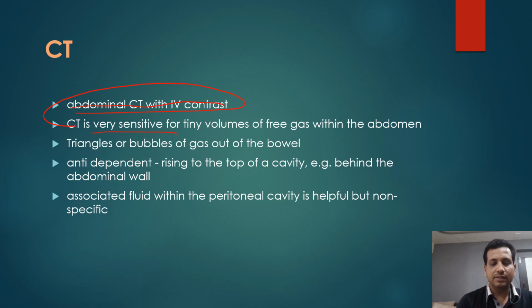Triangles or bubbles of gas out of the bowel can be detected, anti-dependent, rising to the top, that is behind the abdominal wall. Okay. So it is associated fluid within the peritoneal cavity. Fluid within the peritoneal cavity is helpful, but it is not specific for perforation.